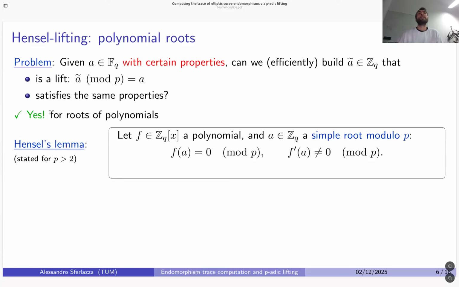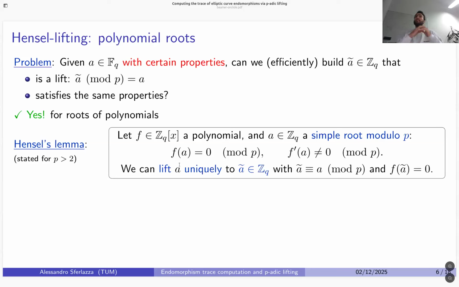Concretely, we can do that when A is a root of a polynomial. That is what Hensel's lemma tells us. Basically, we've got a polynomial over this characteristic 0, p-adic ring, Z_p, that has a simple root, that is, the derivative modulo p is non-zero, and A is a root modulo p. Then this root of a polynomial can be lifted to something that indeed reduces back to what we wanted and is still a root.